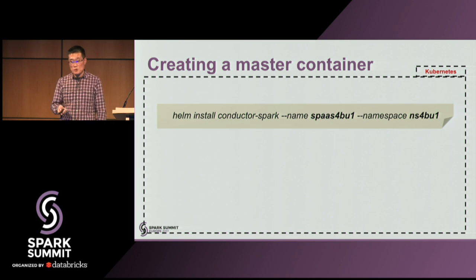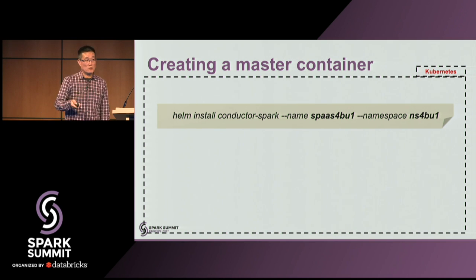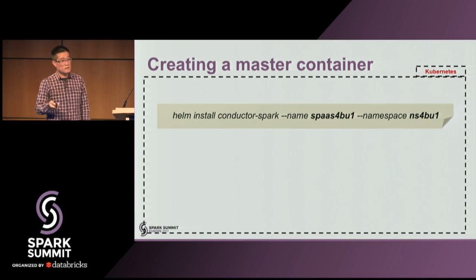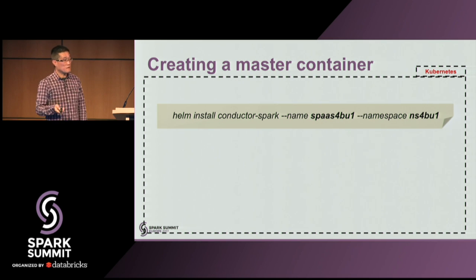So this is the command to create one CWS. It's a Helm install. I give it a name. In Kubernetes Helm install, this name is the release name. But we use this name as the prefix for the entire domain, including the SIGs underneath and the CWS master. And we also create a specific namespace for this domain.